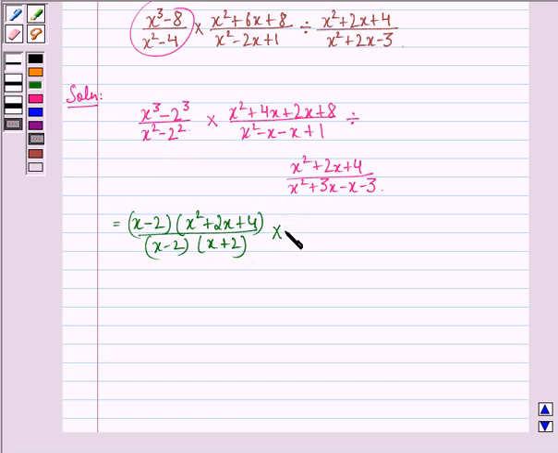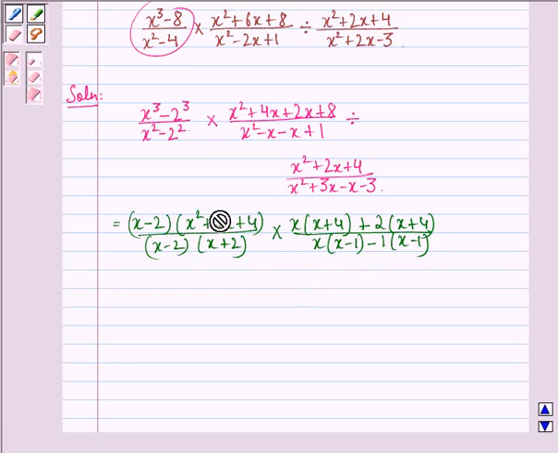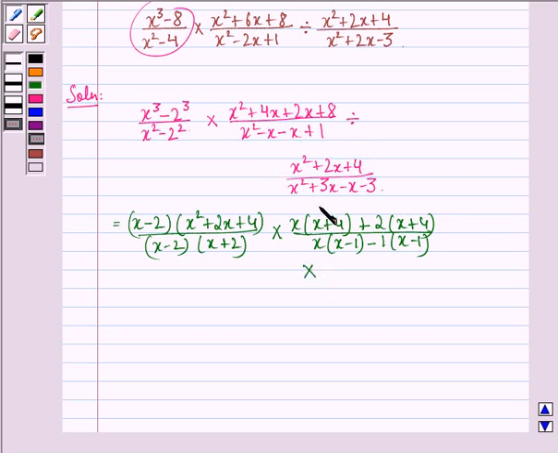And this multiplied by x into (x plus 4), because we have taken x common from these two terms, plus 2 into (x plus 4), because here we have taken 2 common from these two terms. And this divided by x into (x minus 1) minus 1 into (x minus 1), or we can say that this gets multiplied with the reciprocal of this term, that is (x square plus 3x minus x minus 3) divided by (x square plus 2x plus 4).